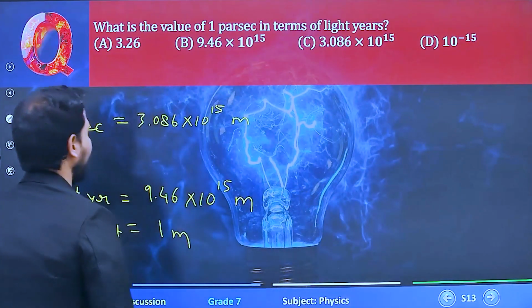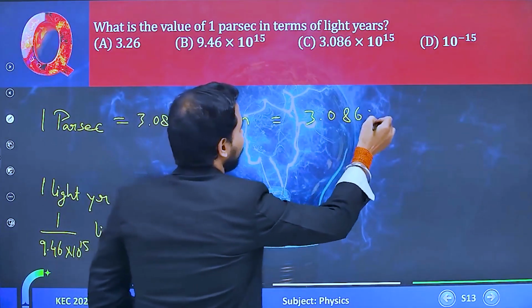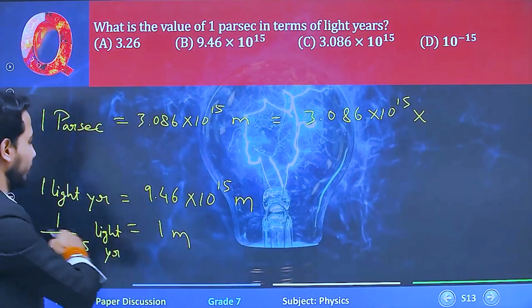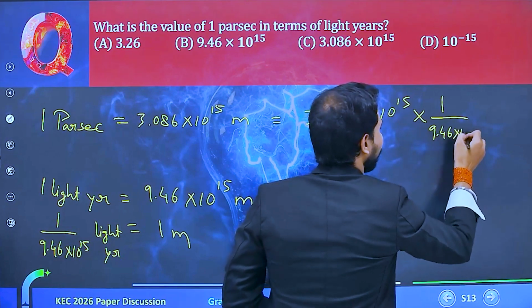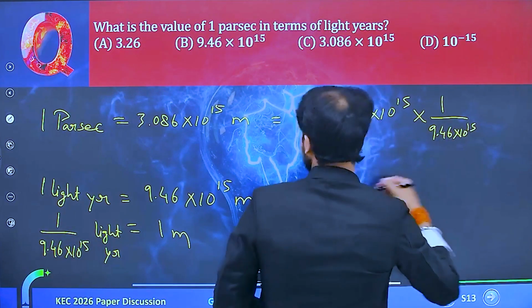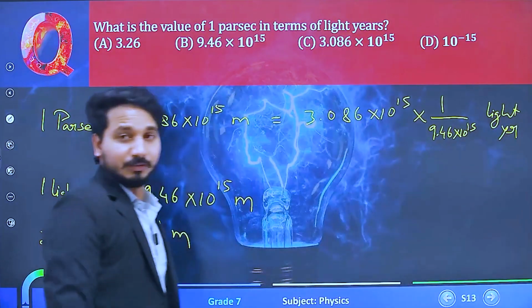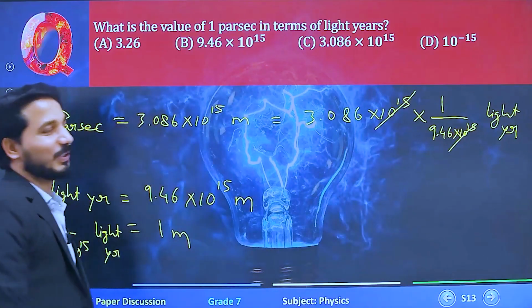Now we got the value of 1 meter. Substituting the value over here, we get 3.086 into 10 to the power 15, into, in place of meter, we substitute 1 by 9.46 into 10 to the power 15 light year. Now we can see 10 to the power 15 and 10 to the power 15 will be cancelled out.